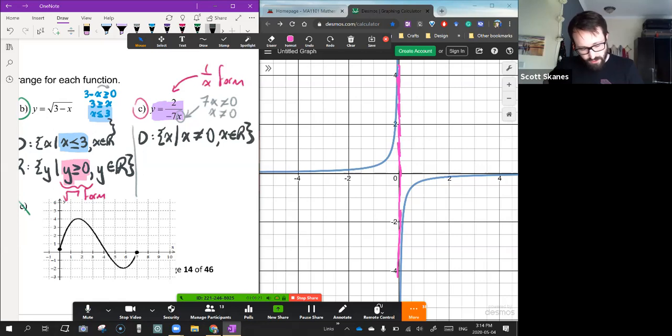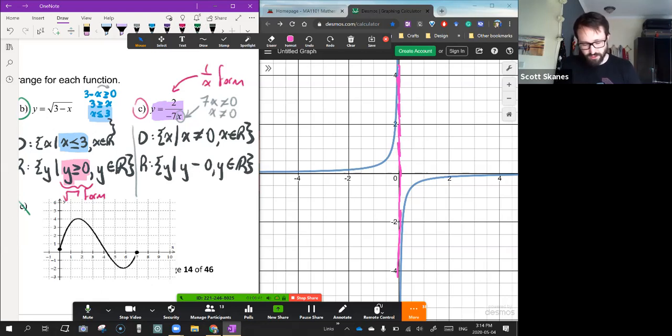For the range, I told you already that this is 1 over x form, which means y is not equal to 0. So we can take that for free. The reason is that the only value that would give 0 is if you divided by 0, and it's not allowed. So I'll just give it to you for free, okay?